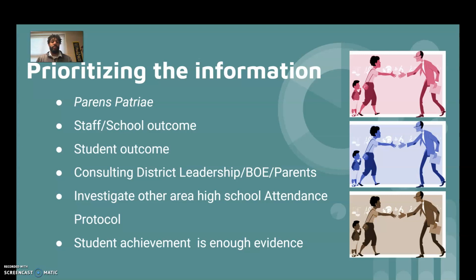We then have to think about student outcomes. Where do we want our students to be? What's best for our students? And is what we've been doing something that needs to continue or does it need to change to benefit our students? That could even include things like goal setting for our students and having them come up with things they can do to try to get better with their own attendance.